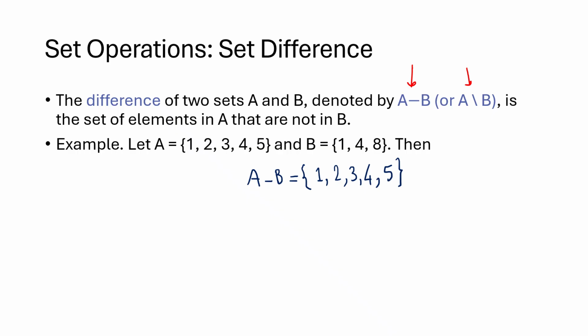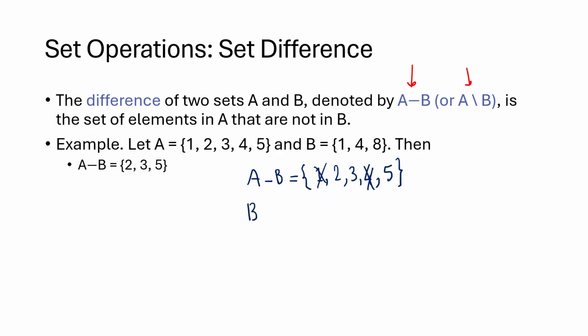So is 1 in B? Yes, so delete it. Is 2 in B? No, so we're going to keep it. Is 3 in B? No, so we're going to keep 3 as well. 4 is in B, so 4 will be removed. 5 is not in B, so we are going to keep it. So 2, 3, 5 will be the difference between A and B, or A minus B.